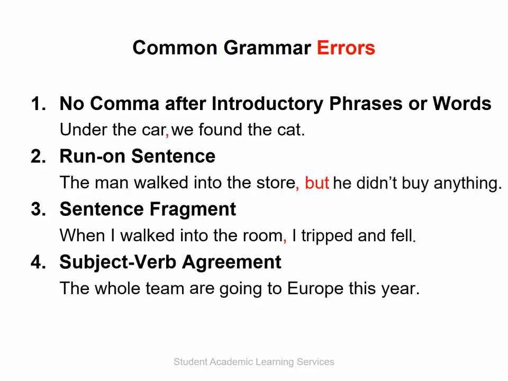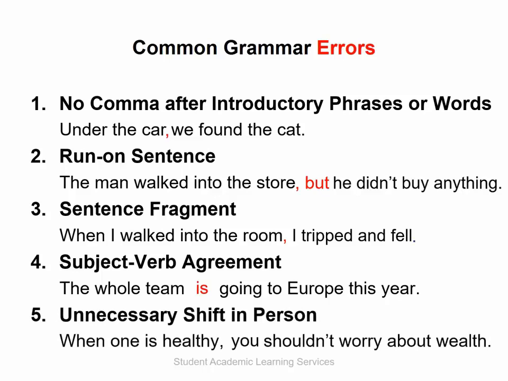Subject-verb agreement. The whole team are going to Europe this year. So in this case, you'll probably notice that team is singular, the whole team. That's only talking about one team, so we have to change are into is. The whole team is going to Europe. If we said the team members are going to Europe, we would have been okay because we have a plural subject. The idea here is that the subject and the main verb have to match.